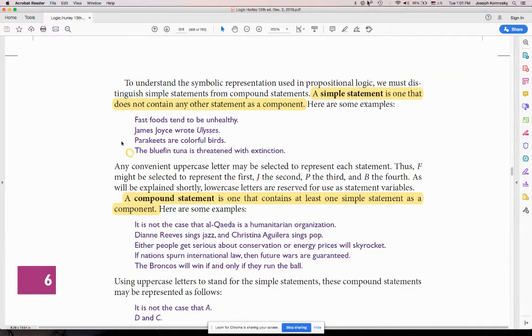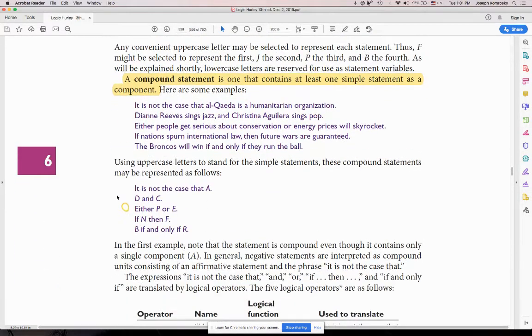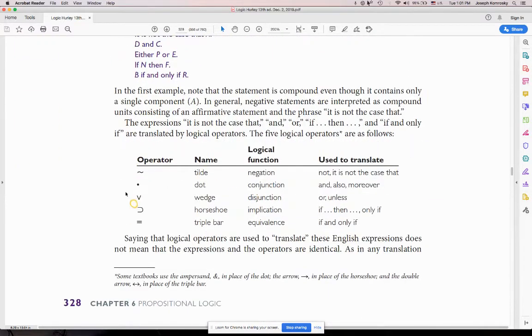Again, we had our simple statements up here, compound statements here. We were translating some with a little bit of English left over. Then we see down here, we're going to find out we could just take that English, like the "if and only if," and just, hey, instead of saying B if and only if R, we'll say B triple bar R.